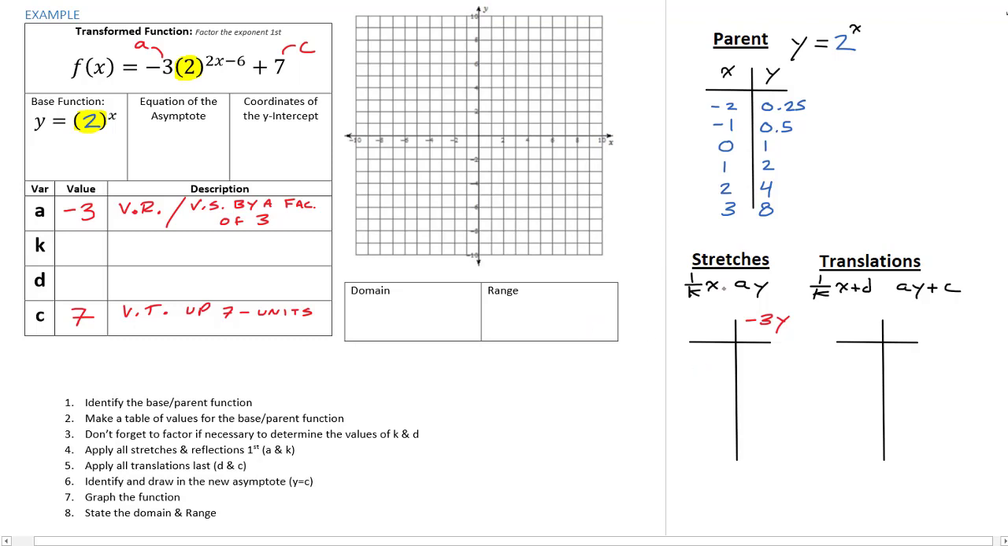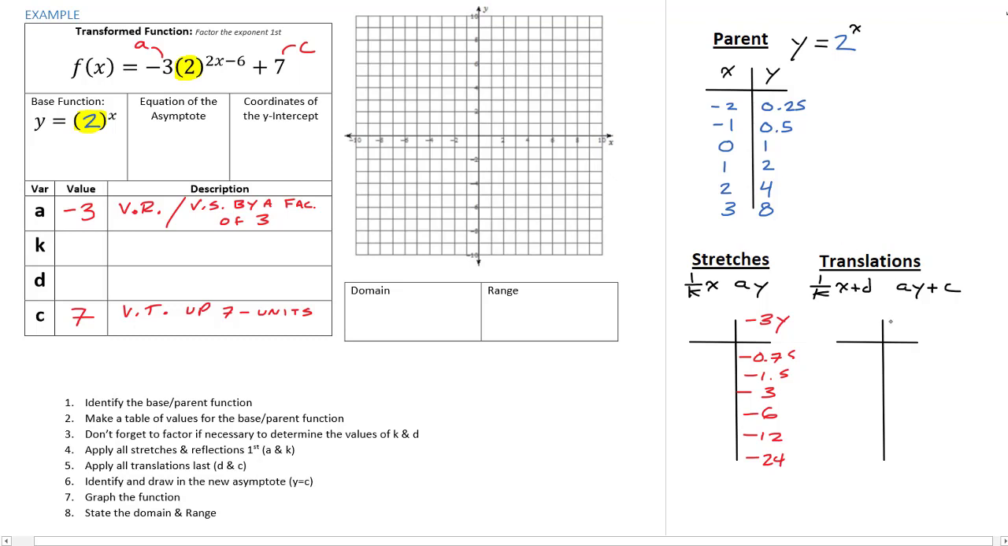And again, if you're someone who likes to do all the transformations at once, feel free. I just like to break it into 2 tables of transformations. If you want to do it in one, that's fine. All right, so what's 3 times 0.25? That's -0.75. Then we got -1.5, then we got -3, -6, -12, and -24. I don't know if that guy's going to fit on the graph, but we'll find out.